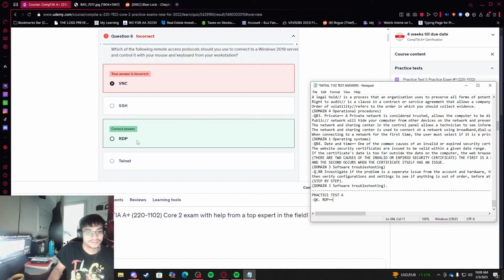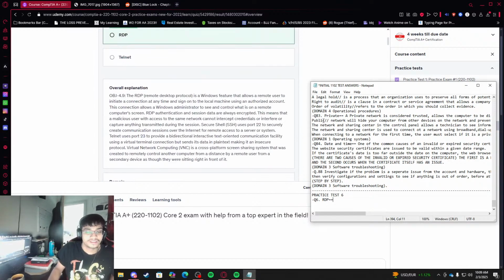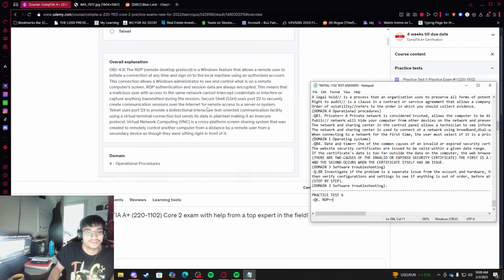Connect to Windows. This is encrypted. This is Telnet. Obviously, it's not going to be this one. But let's just find out why this protocol is the best one. The remote desktop protocol is a Windows feature that allows a remote user to initiate connection at any time and sign on to the local machine using an authorized account. This connection allows a Windows administrator to see and control what is on a remote computer screen. RDP authentication and session data are always encrypted. This means a malicious user with access to the same network cannot intercept credentials or interfere or capture anything transmitted during the session.